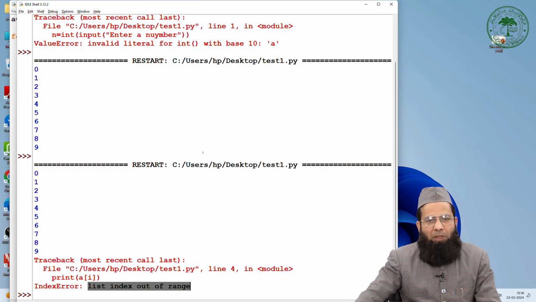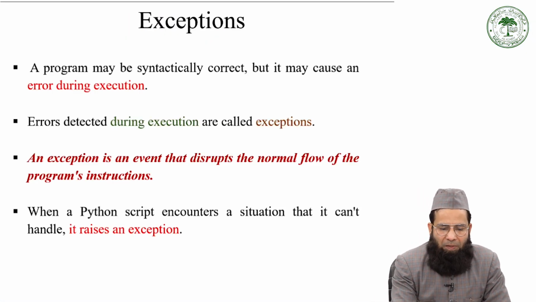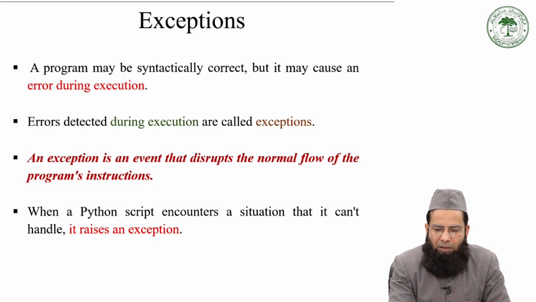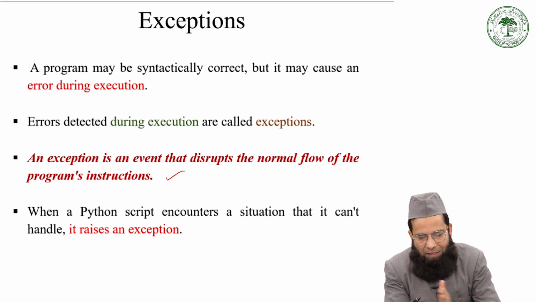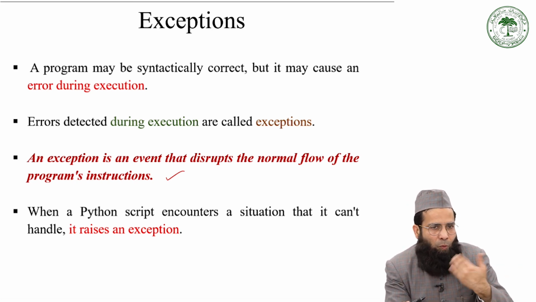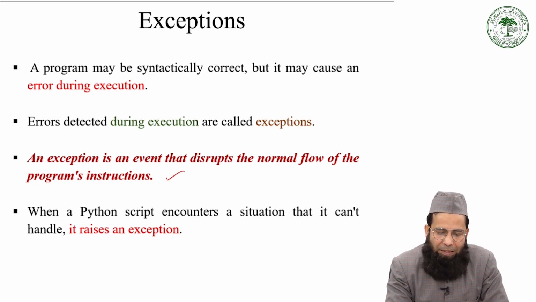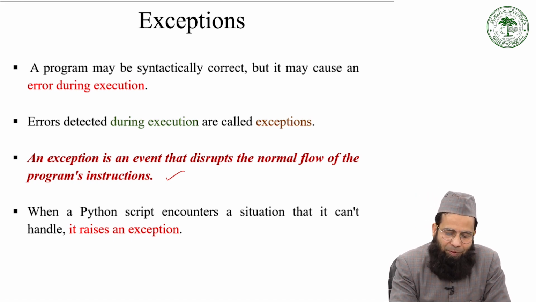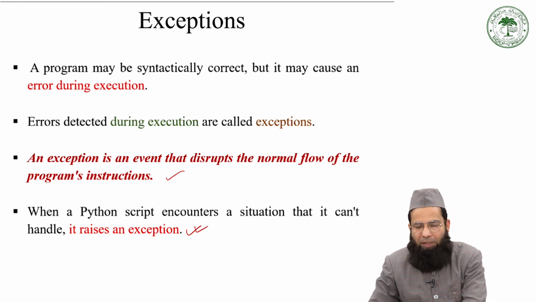Let me come to the PPT now. So you have seen an exception is an event that disturbs the normal flow of the program instructions. It is somehow disturbing the normal flow, and the program would be terminated. When a Python script encounters a situation that it cannot handle, it raises an exception. So we have seen there are different types of exceptions that have been generated here.